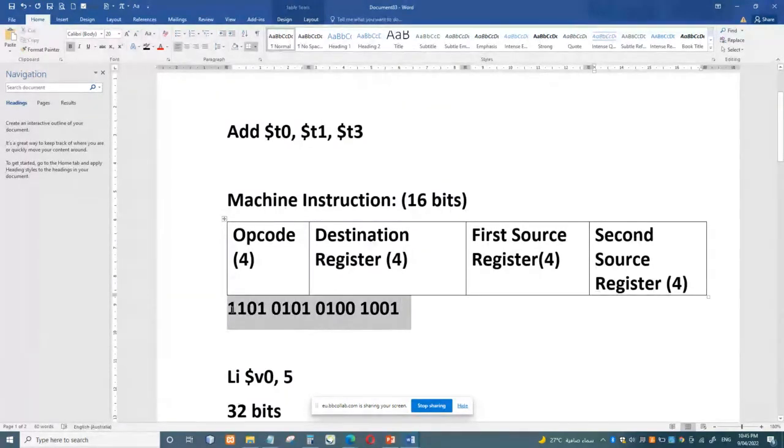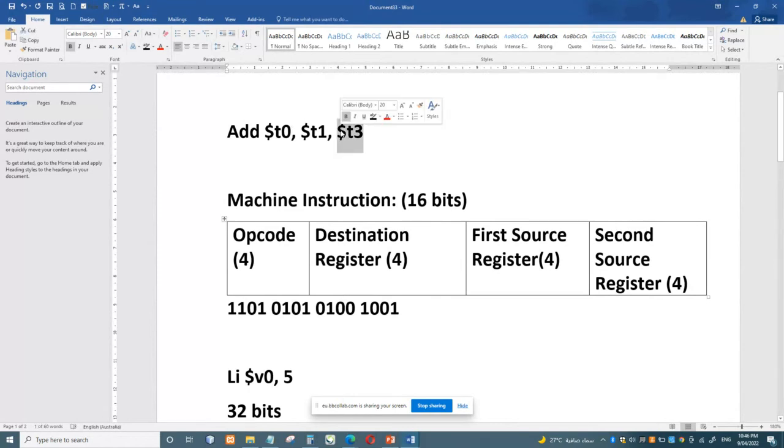So in the machine instruction, you cannot say T1 is containing one of the operands, T3 is containing one of my operands, and T0 is where my result should be stored, because in machine instruction you have to specify everything with 0 and 1. So for T3, which is, say for example, register number 9, we'll put 9 here because T3 is represented by 9.